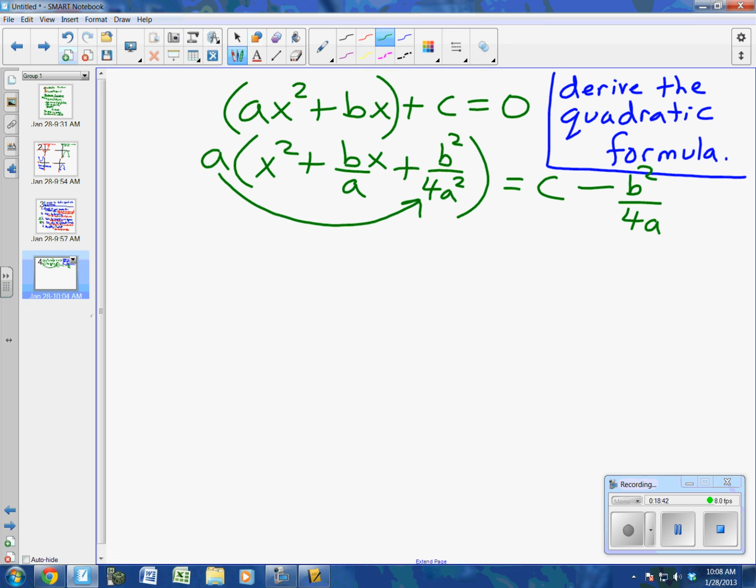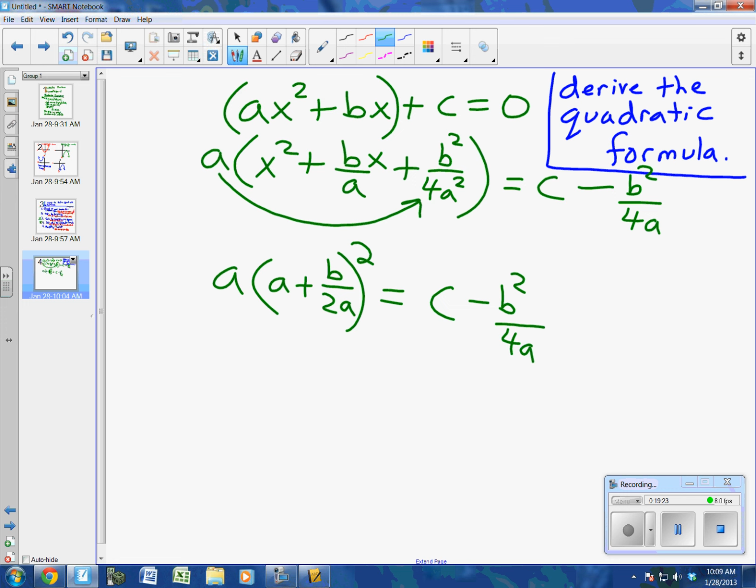Okay, now, what we're going to do right here is this right here is a perfect square trinomial. It's just the square root of that, which is the square root of b squared is b, the square root of 4 is 2, and the square root of a squared is a. And so this whole thing right here, you guys, factors to be a plus b over 2a, equals c minus b squared over 4a.